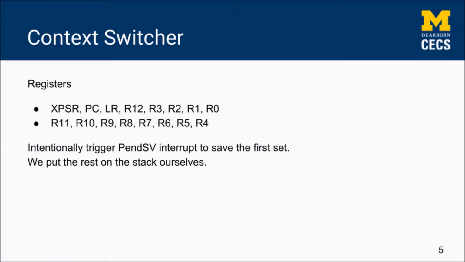The context switcher has to push and pop all the CPU registers, and there are quite a few of them. Unfortunately, half of those registers are very difficult to save onto the stack, and that's why we use a PendSV interrupt to handle our task switching. That is because when the interrupt is triggered, this first set of registers is automatically pushed onto the stack. And then within the interrupt, we can push the rest of the registers.